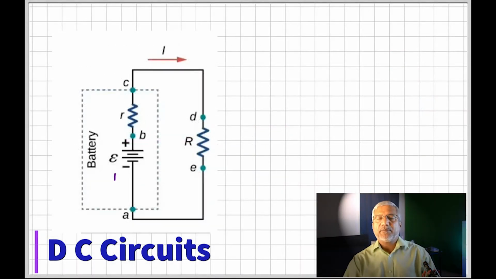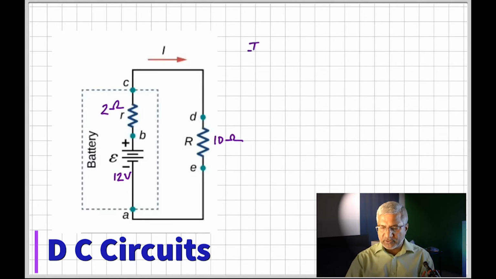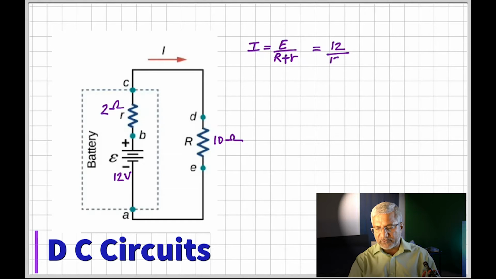So here is an example where the EMF is 12 volt, the load resistance is 10 ohms, and the internal resistance is 2 ohms. So to calculate the current in the circuit, we would use I is equal to E by (R plus r), because that's voltage by the total resistance. And on doing that, you get 12 divided by (10 plus 2), which is 1 ampere.